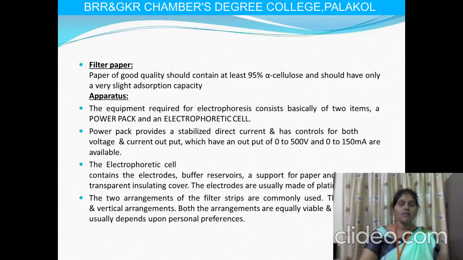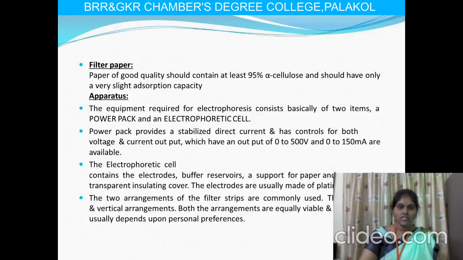Next, we have to take the filter paper. The filter paper is made up of 95% cellulose, and we can use Whatman filter paper, which is used in the chromatography technique. It has a slight absorption capacity. The other apparatus are the power pack and the electrophoretic cell. The power pack supplies DC current and controls both the voltage and the current output, with an output of 0 to 500 volts and 0 to 150 milliamperes available. Then we have to prepare the electrophoretic cell.